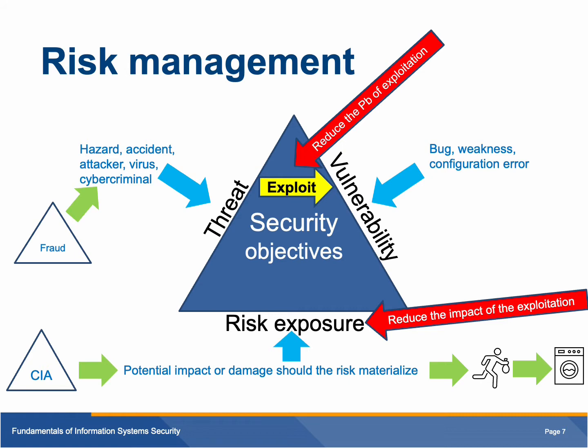So should the threat exploit the vulnerability, that makes up our risk exposure. And so the risk exposure, in relation to the CIA triangle or our security objectives, is often measured in terms of confidentiality, integrity, and availability. So a violation of that, or a degradation of that, or a loss of those is a potential impact to the organization, something bad for us.